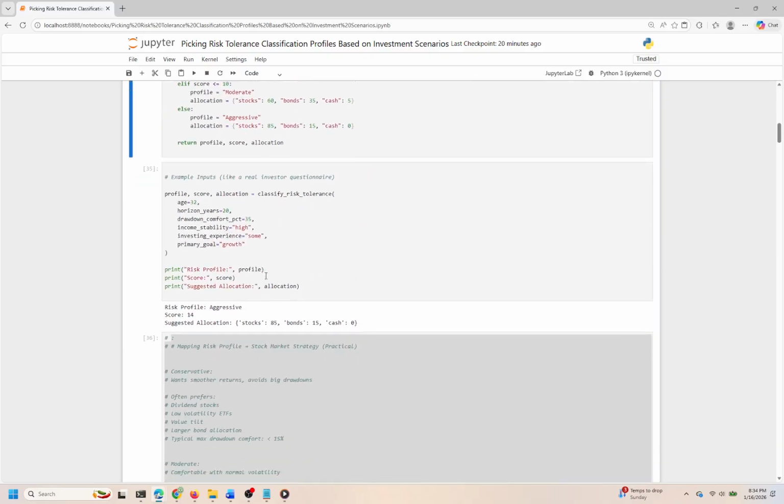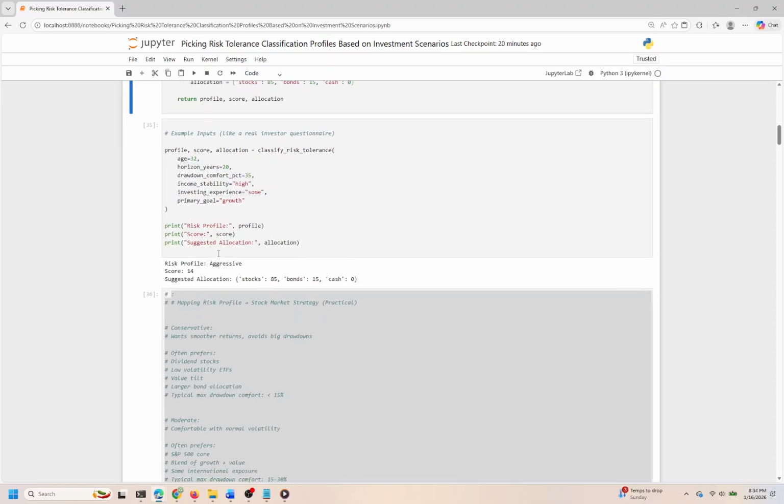Cell 4. In this cell, we're using a function called classify risk tolerance to simulate responses from an investor questionnaire. This is crucial because understanding risk tolerance helps in crafting a personalized investment strategy that aligns with an individual's financial goals and comfort levels. The workflow starts by considering several key inputs that reflect a hypothetical investor's profile.